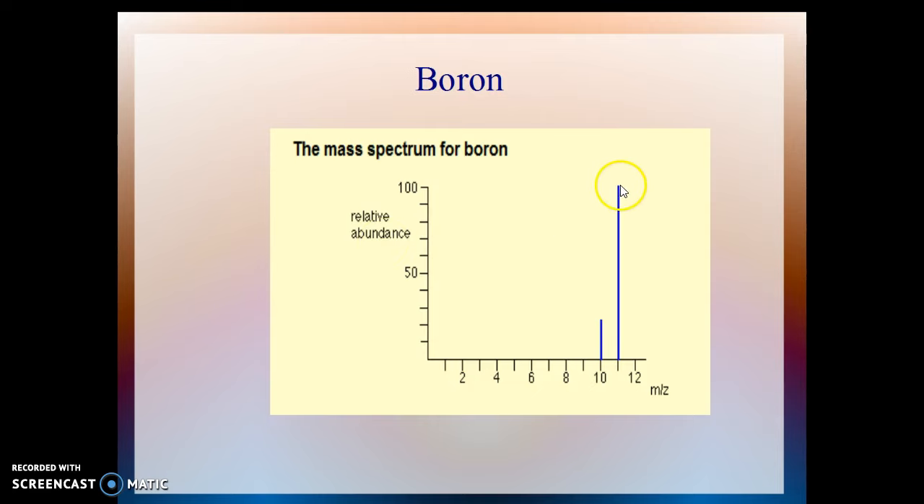And if you wanted the percent abundance, you would have to add up this 100 to this roughly 25, use that as a divisor and then take the 25 and divide by 125 to get the 10 isotope percent, and then this 100 divided by 125 to get the 11 isotope percent.